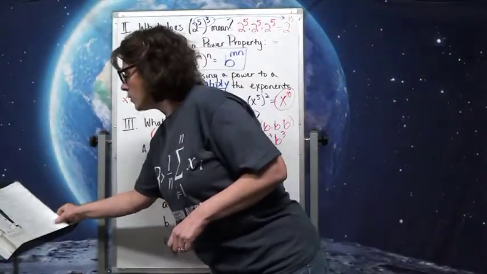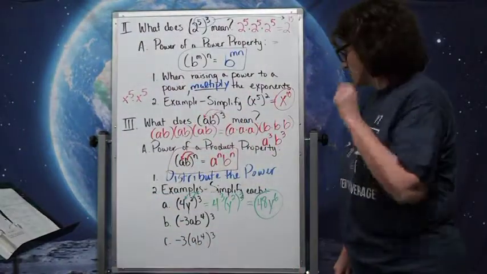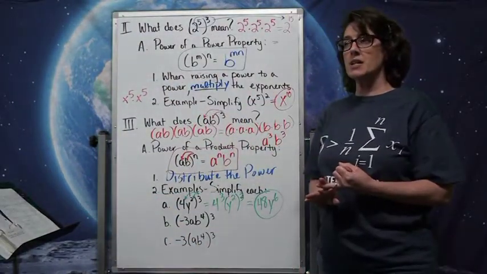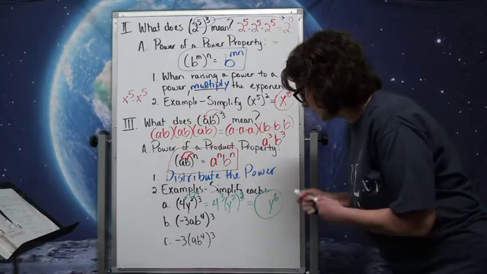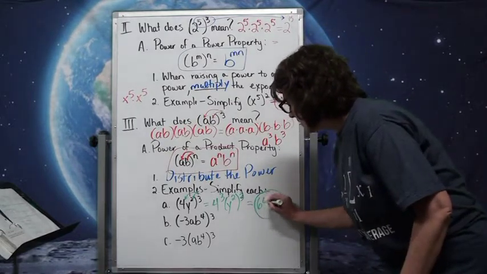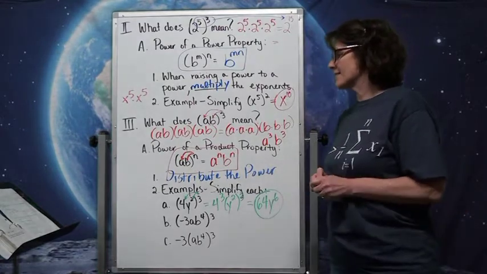Now, moving on to the last 2 examples. Wait a minute. 4 times 4 is 16. 16 times 4, oh, shoot, is 64. My deepest apologies. There we go. 64 y to the 6th.